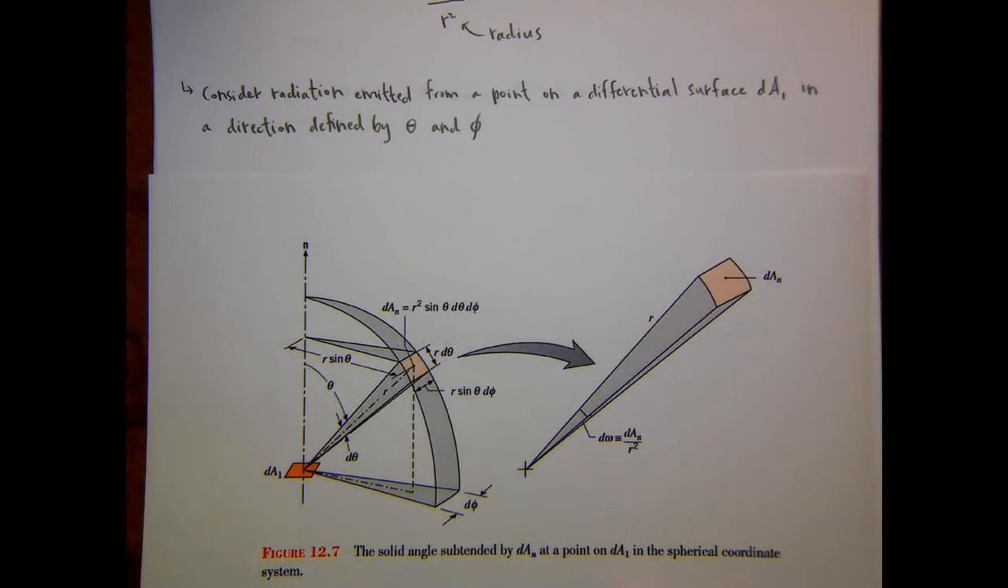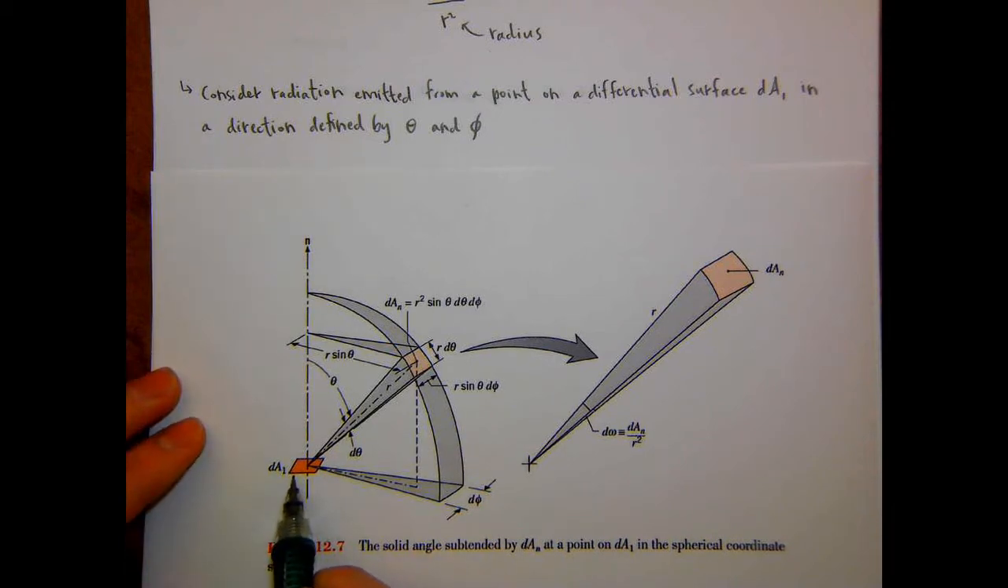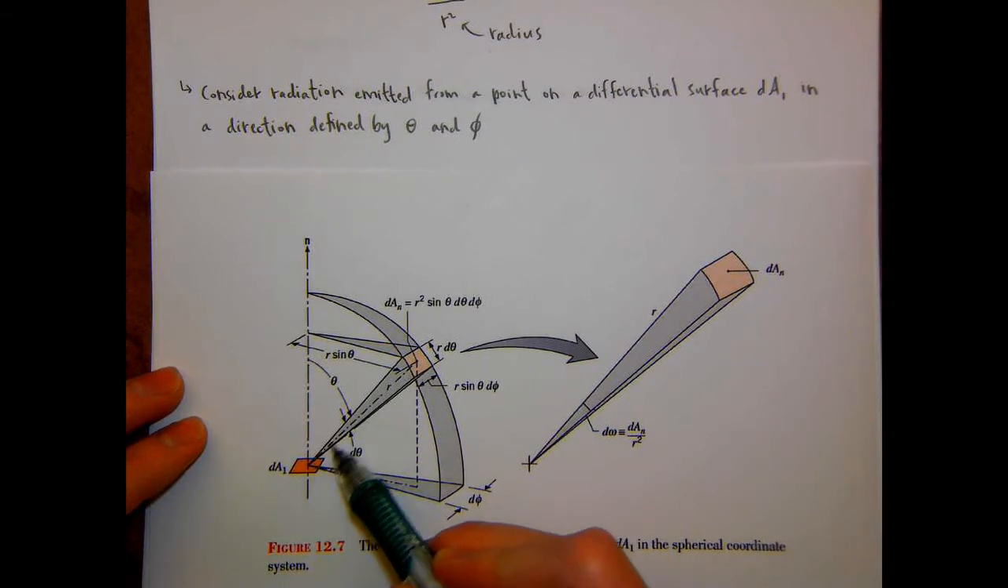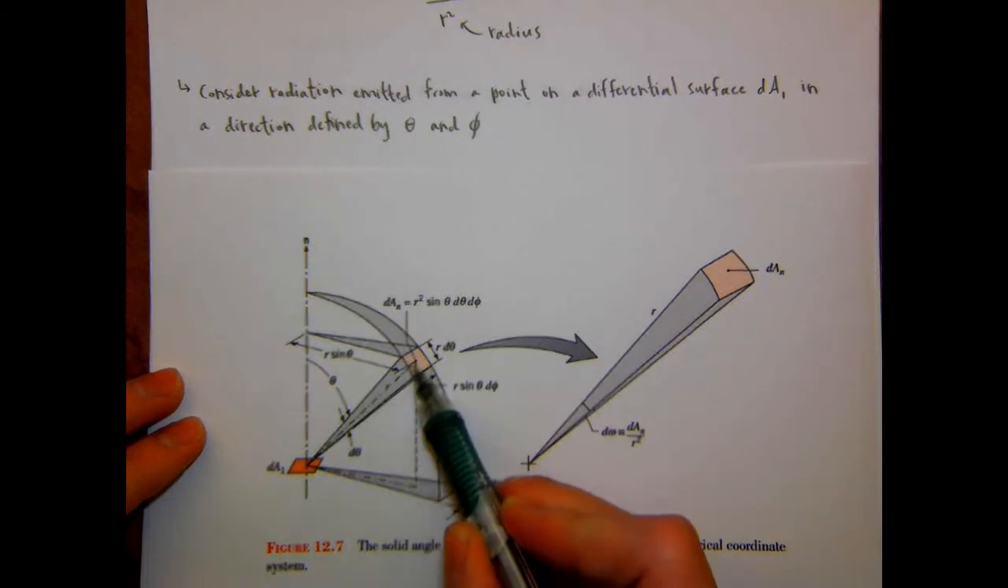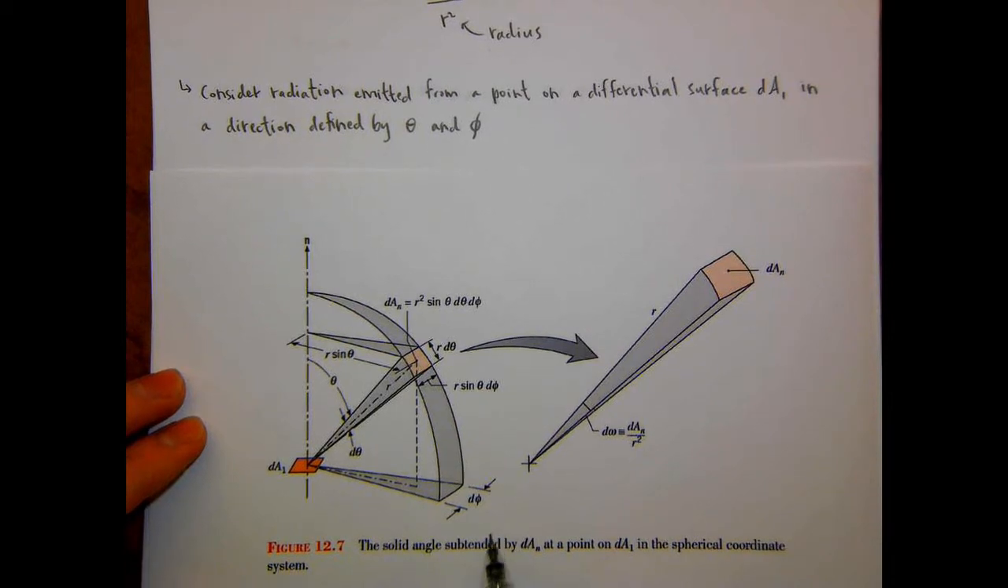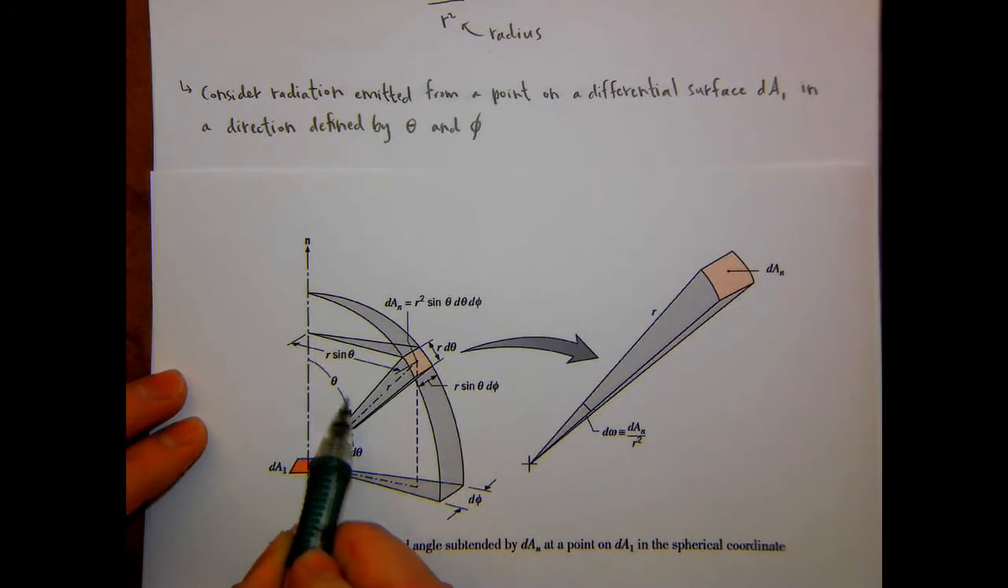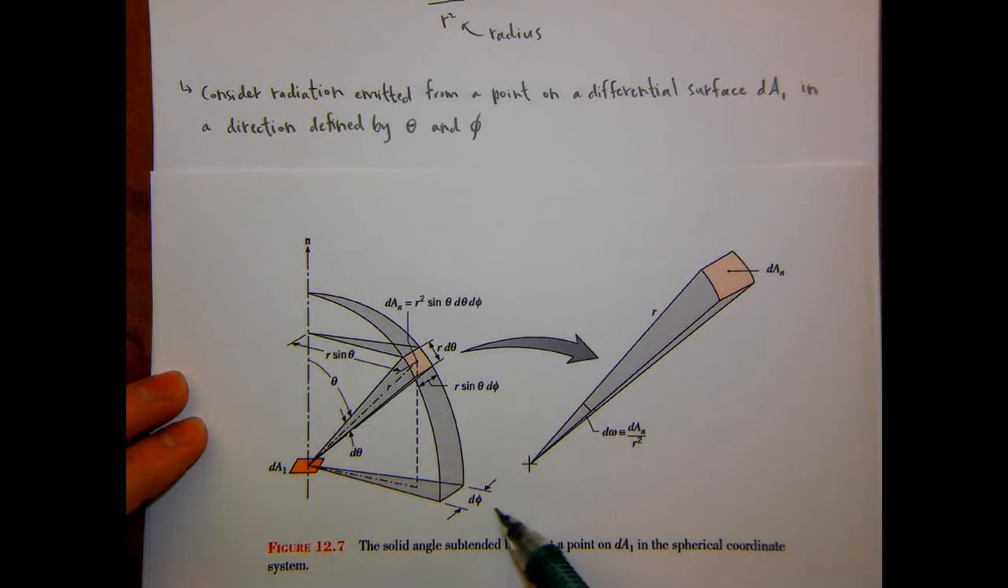Okay, so we've got the differential surface area, dA1. There's radiation being emitted from a certain point on that surface area in a direction that's defined by this angle theta and the angle phi.